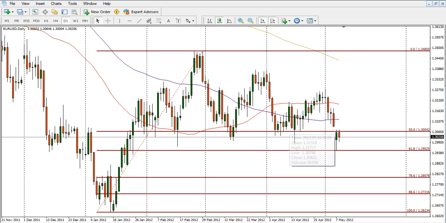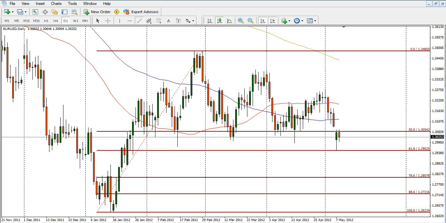But you have to remember that this gap still hasn't been filled fully. So in my opinion, the odds are still towards the upside for the rest of the week until that gap fills. But in order to get that gap filled, we need to come up and we need to get some sort of daily candlestick close.